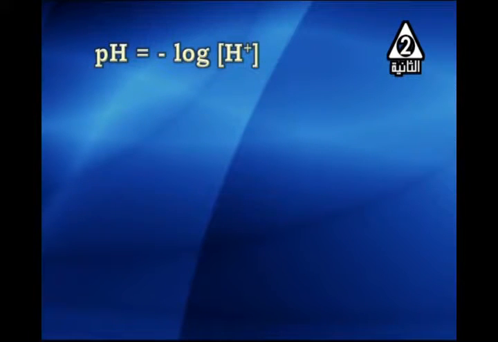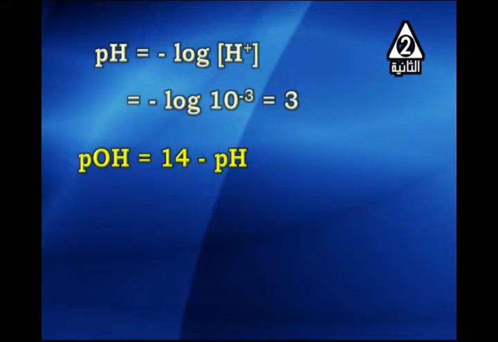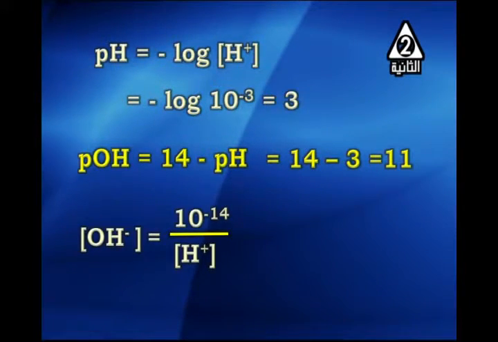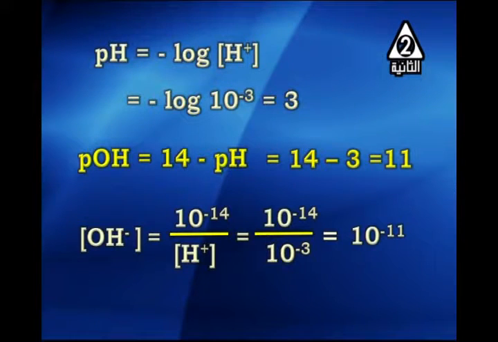Then pH equals negative log of the concentration of hydrogen ion, so negative log 10 to the power negative 3 equals 3, and pOH equals 14 minus pH equals 14 minus 3 equals 11. And then the concentration of hydroxide ion equals 10 to the power negative 14 over the concentration of hydrogen ion, so 10 to the power negative 14 over 10 to the power negative 3, which equals 10 to the power negative 11.